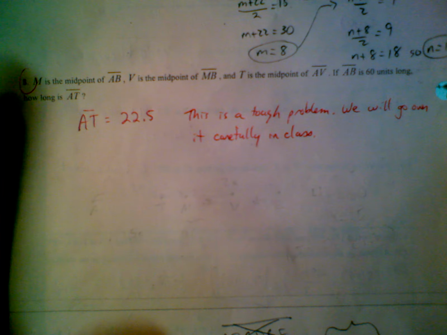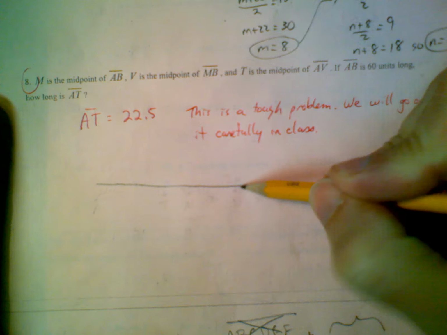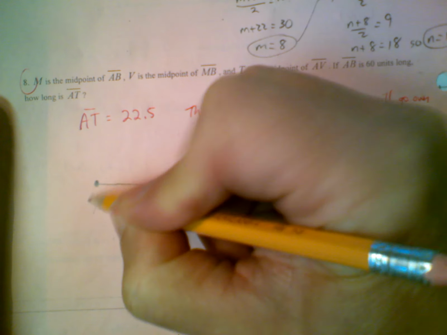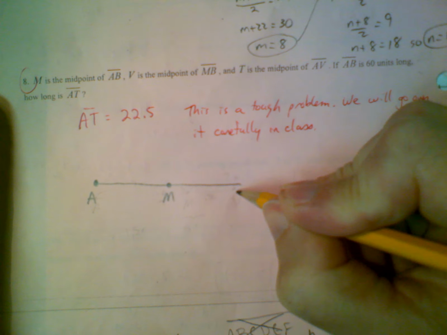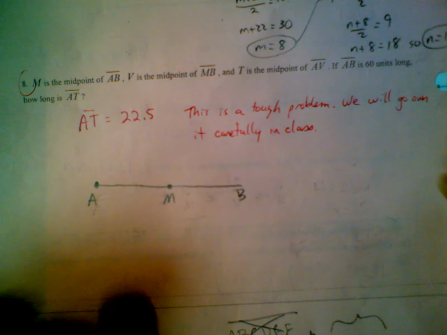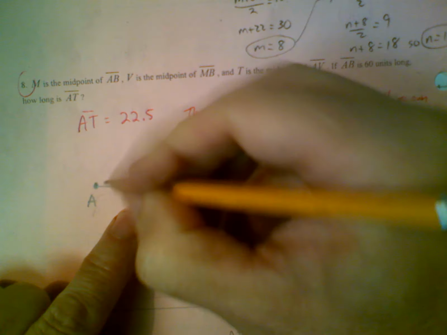Yeah, I know. How about drawing a picture when you don't have a picture? M is the midpoint of AB. So draw a picture that makes M look like the midpoint of AB. Okay, there it is. And now do this also. Don't just make M look like the midpoint of AB.